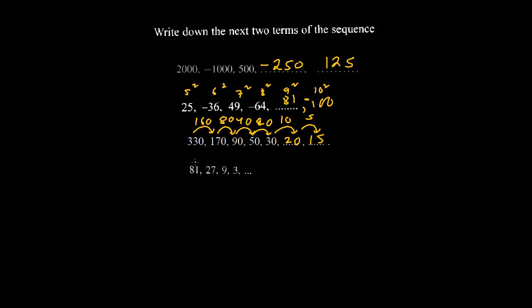The next one we have 81, 27, 9, 3. So this is 3 to the power 4. This is 3 to the power 3, 27. This is 3 to the power 2, 9. 3 to the power 1 is 3. This should be 3 to the power 0, which is 1. And if you want a next one, it should be 3 to the power minus 1, which is 1 by 3. So that is the logic of this particular sequence.